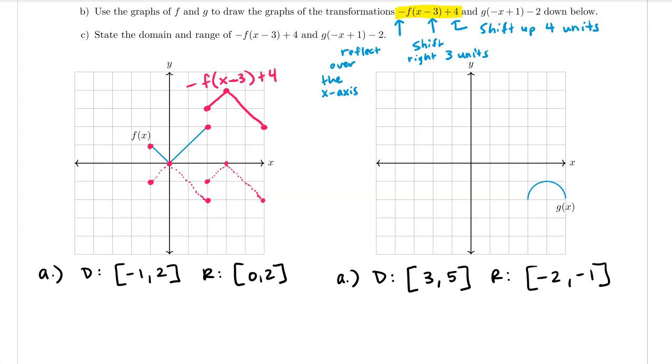Part C wants us to state the domain and range of this new transformed function. So let's look at the domain. For the sake of keeping things cleaner, I'm going to now erase my dotted or dashed curves. If you're doing this on one of my exams, please leave them, but I want to make space, so I'm just going to erase them here. But again, if you're doing this on a quiz or an exam, please leave them so that I know you know what the different transformations on the graph do.